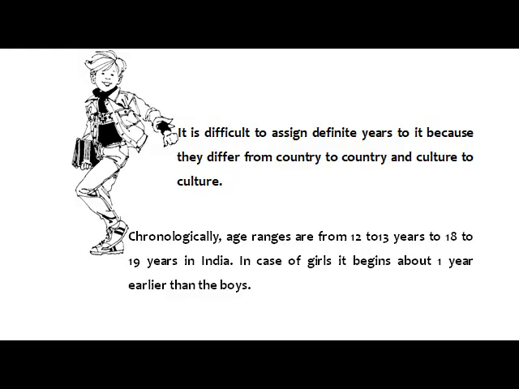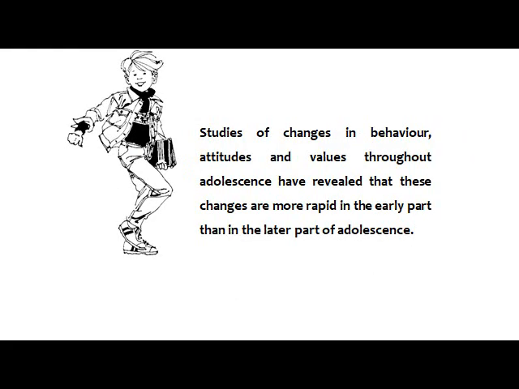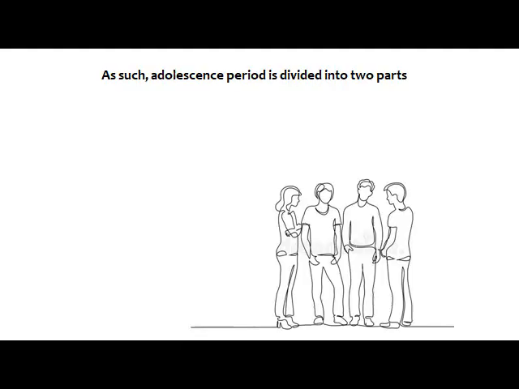Chronologically, age ranges are from 12 to 13 years to 18 to 19 years in India. In case of girls, it begins about 1 year earlier than the boys. Studies of changes in behavior, attitudes and values throughout adolescence have revealed that these changes are more rapid in the early part than in the later part of adolescence. As such, adolescence period is divided into two parts. Early adolescence and late adolescence.